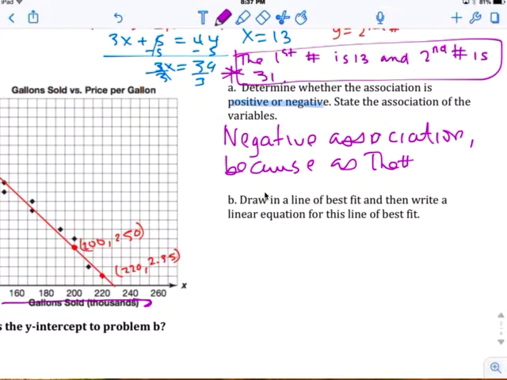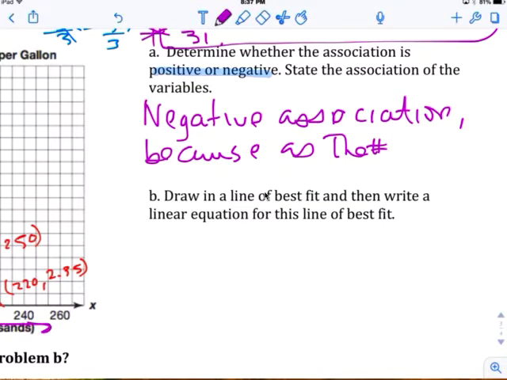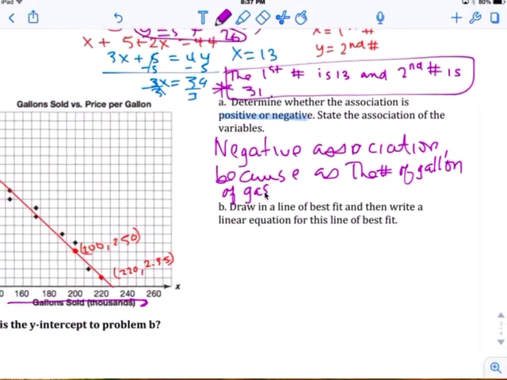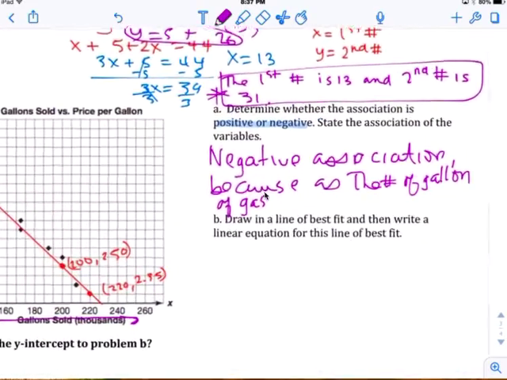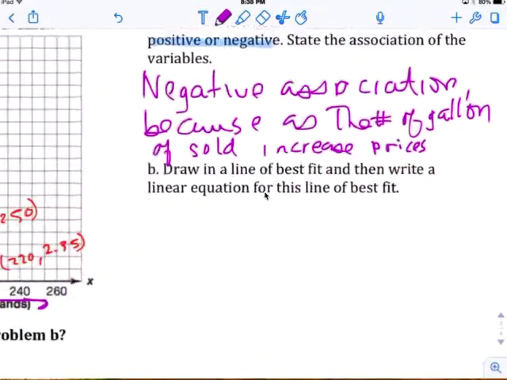As the number of gallons of gasoline, because as the number of gallons of gasoline, we're assuming it's gas, number of gallons sold, increase, prices decrease.